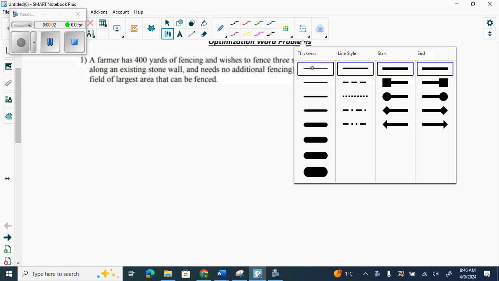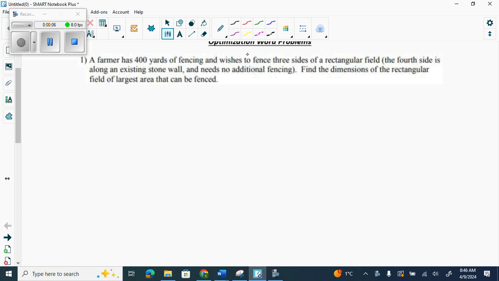So we have a farmer who has 400 yards of fencing. That's the perimeter. It's what you use to fence around the outside, correct? So we know that the perimeter equals 400 yards.